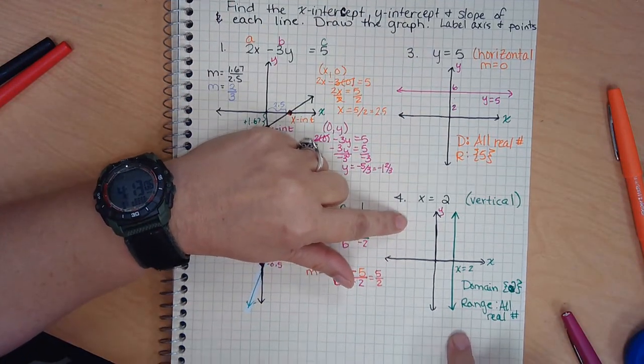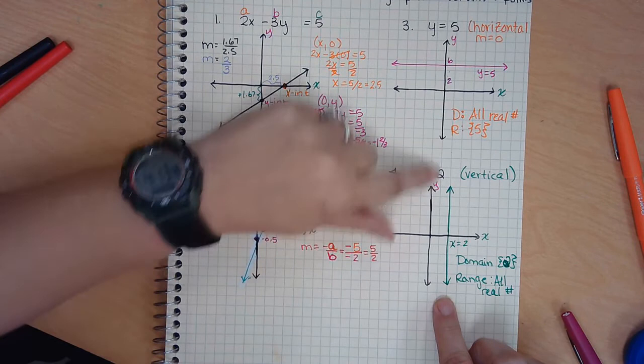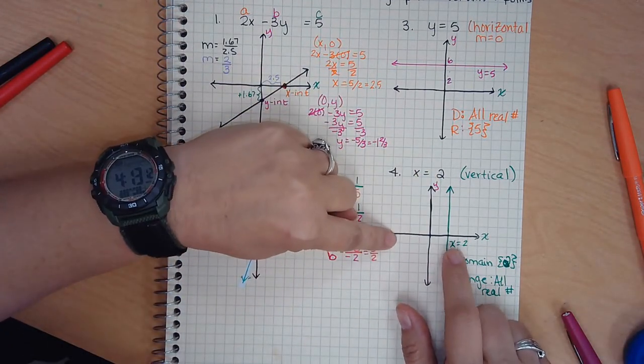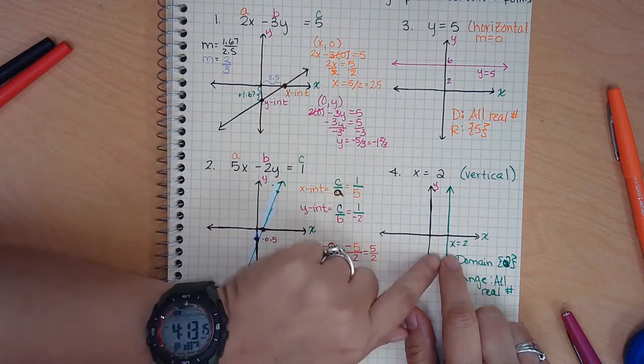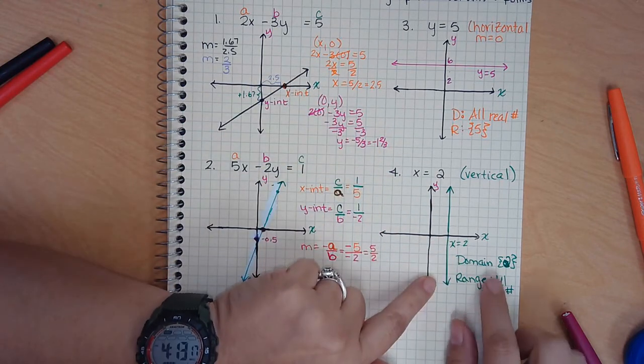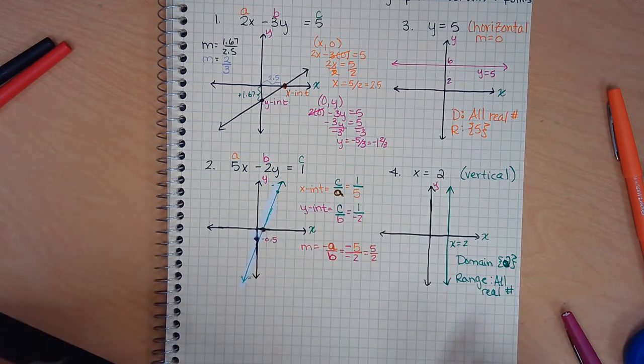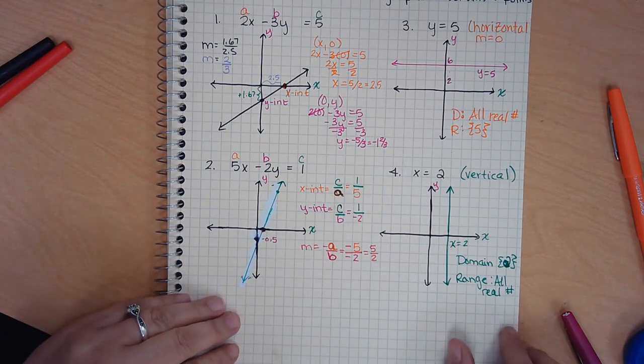Our vertical line is not a function because it doesn't pass the vertical line test, and it crosses through the x-axis at that number. So x is 2, it crosses through at x equals 2, has a domain of only 2, and a range of all real numbers, which is why it's not a function.